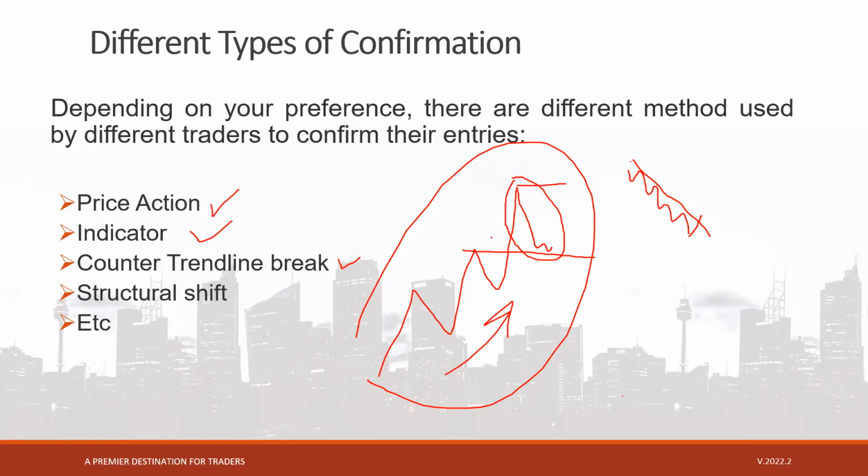What people will do is they are neither here nor there. Today, they are looking for price action confirmation. Tomorrow, they are looking for indicator confirmation. The next day, they are looking for counter trend line confirmation. Another time, they're looking for structural shift confirmation. You don't want to be all over the place. Pick one, do it well enough, long enough.